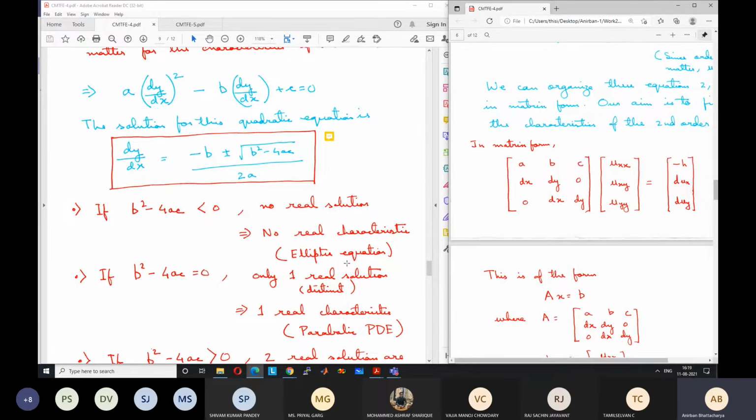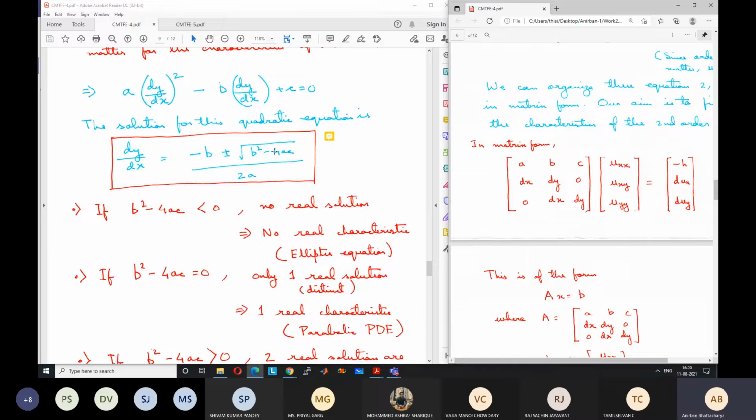This type of equation we call an elliptic equation. We have already seen this form, B square minus 4AC less than 0. Now we are finding why for this case there are no characteristics. Because we find that dy/dx does not have any real solution.